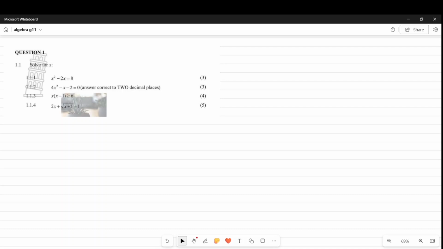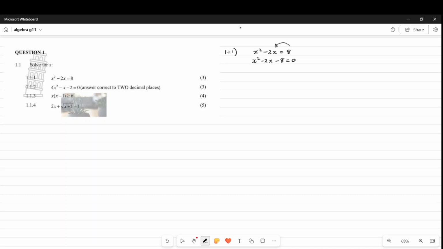Now, as you can see, they said solve for x. For 1.1.1, which says x squared minus 2x is equal to 8, when you get into a scenario like this, you need to make sure that the question is in standard form. In order for a question to be in standard form, the equation must be equal to 0. So over here, you're going to say x squared minus 2x, you're going to transpose 8 to this side, and then this will be minus 8 is equal to 0.